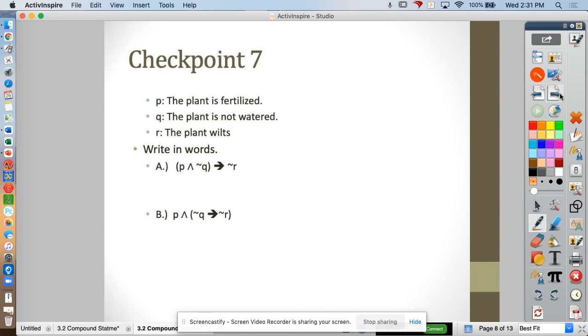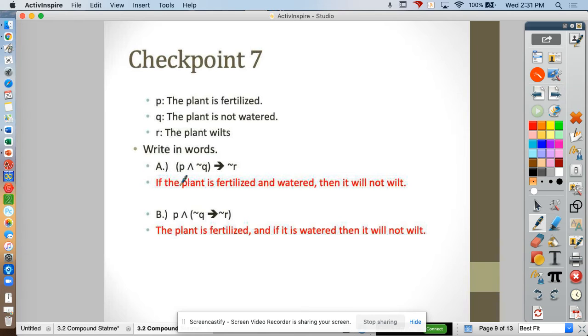Okay, so welcome back. This one says the plant is fertilized, the plant is not watered. Make sure you saw that in there in the original. And then R is the plant wilts. So when we write these, here's our break. Here's the parenthesis grouping. Here's our break. Here's the grouping parenthesis on the other side. So that's where our comma goes.